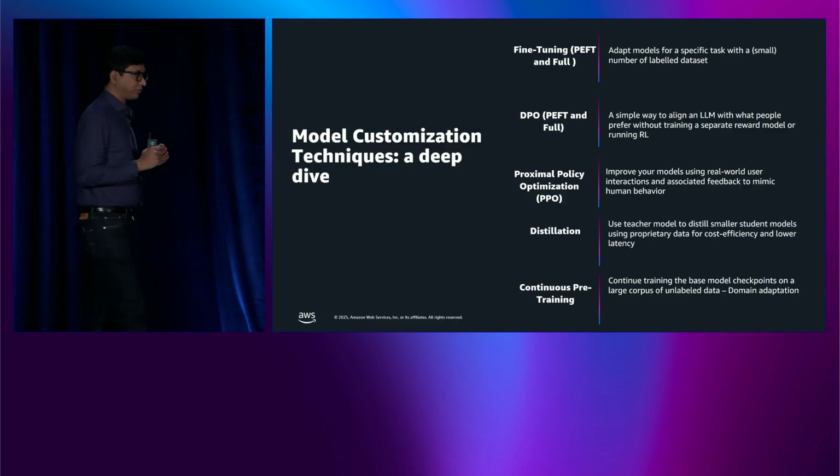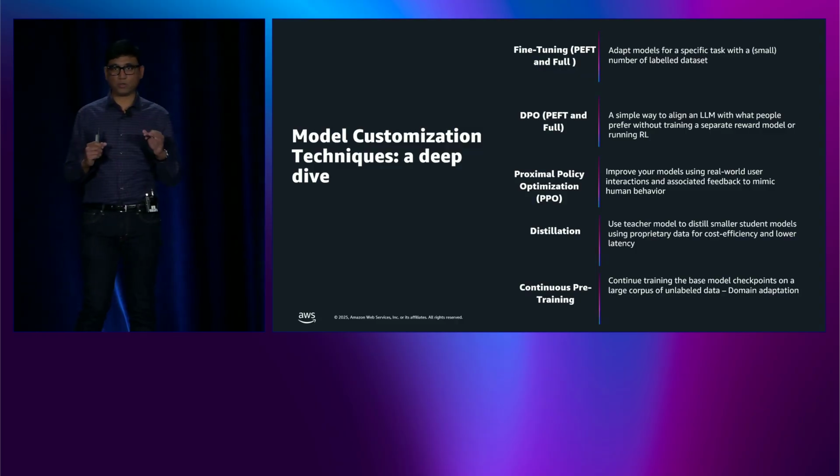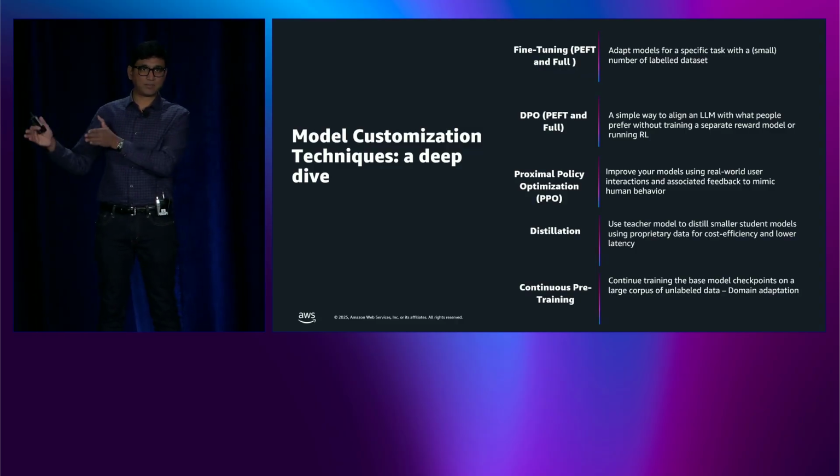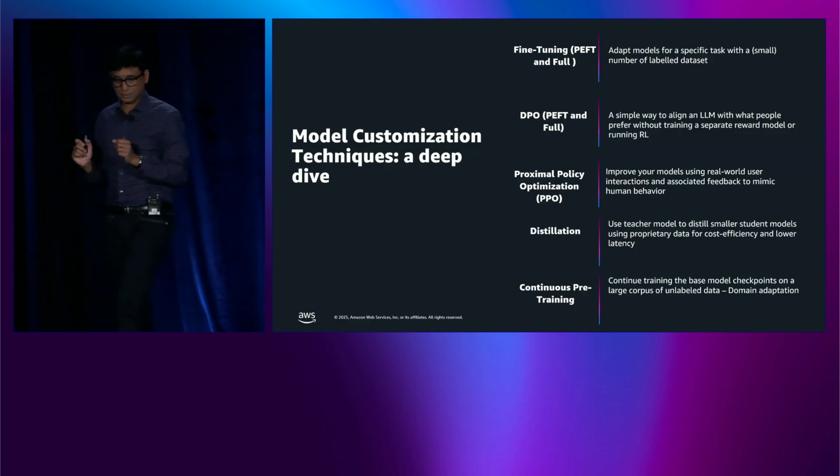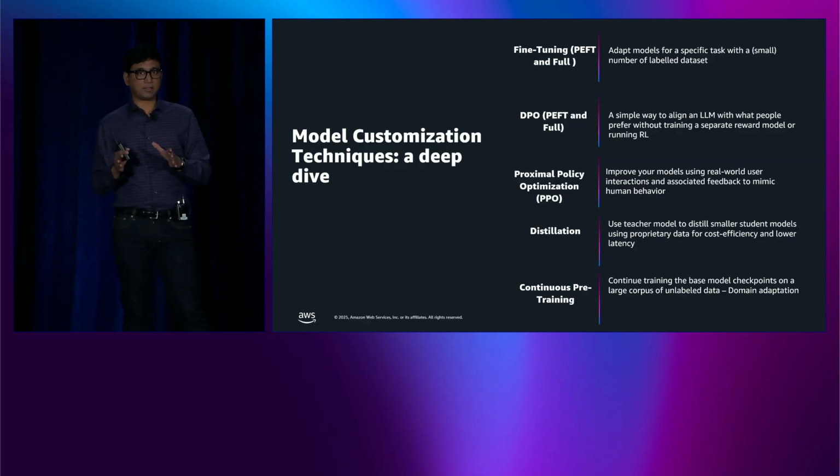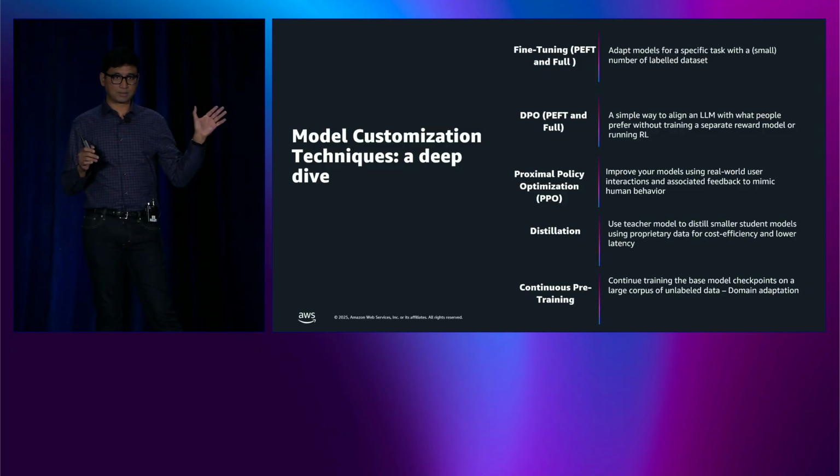We use direct preference optimization or DPO when you want to align the model to a very specific user preference without having to train a reward model. You can do DPO either in a parameter-efficient way, as we discussed above, or you could do a full DPO.